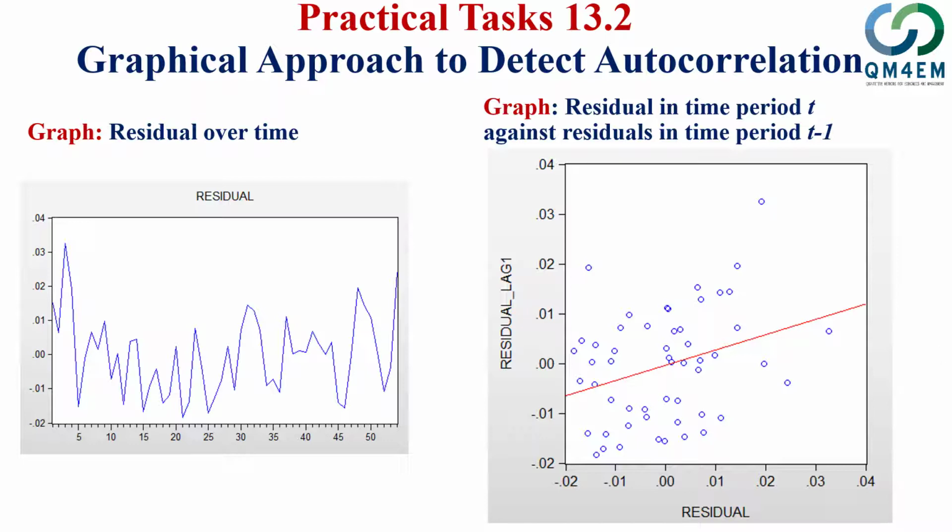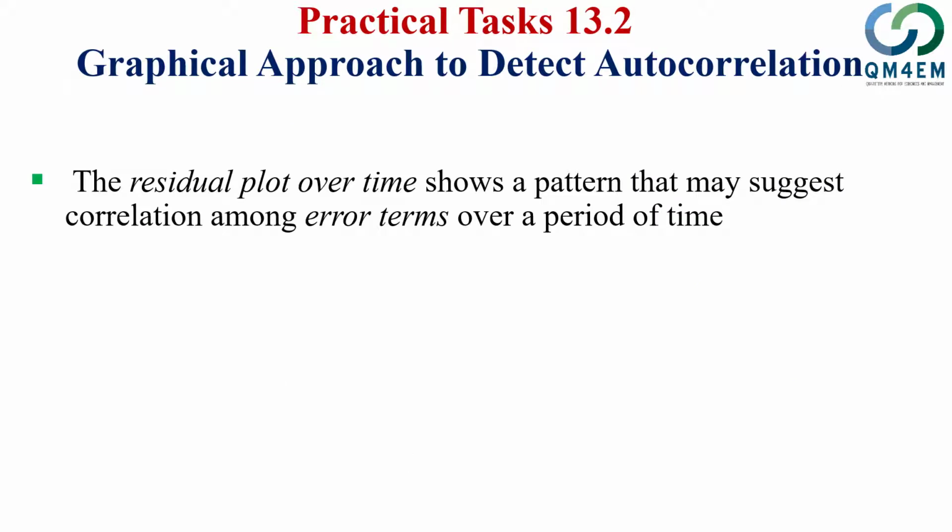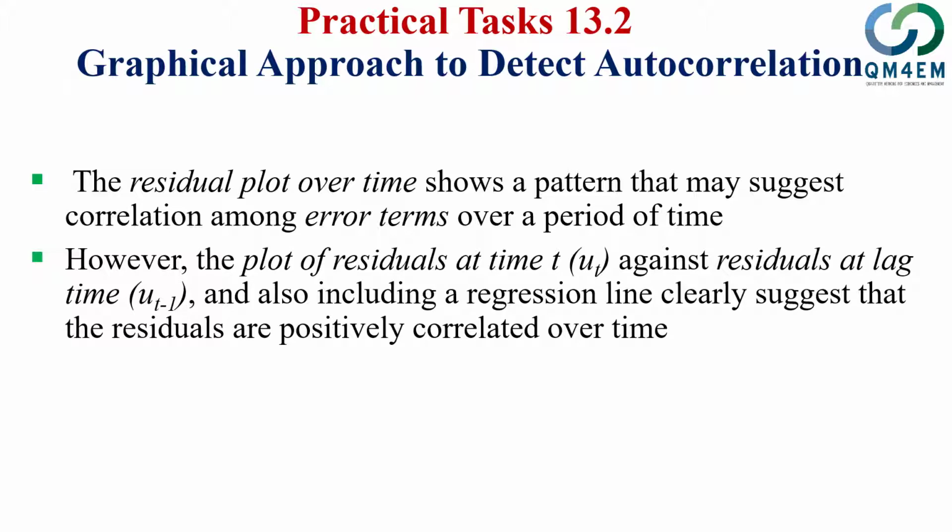So that's the graphical method, and the conclusion is the residual plot over time shows a pattern that may suggest correlation among error terms over a period of time. The second graph, a plot of the residual at time t against the residual at time t minus 1 with the regression line, clearly suggests the residuals are positively correlated over a period of time. So this is one indication of having autocorrelation in our data.